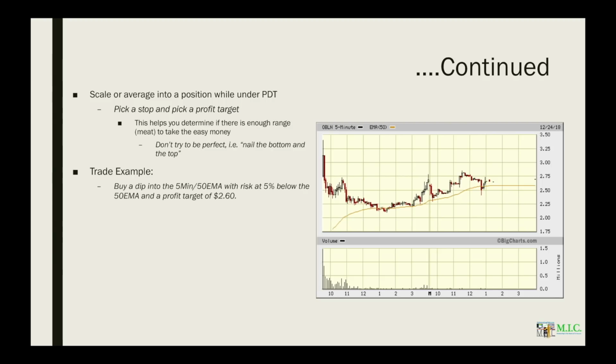Let's say that we want to buy the dip into the 5-minute 50 period exponential moving average with a risk at 5% below the 50 EMA and a profit target at 260. I'll break down what I mean exactly. So that means your stop is going to be equal to the 5-minute 50 period moving average, which is 218, and you got to times that by 95% because we want 5% below 218.